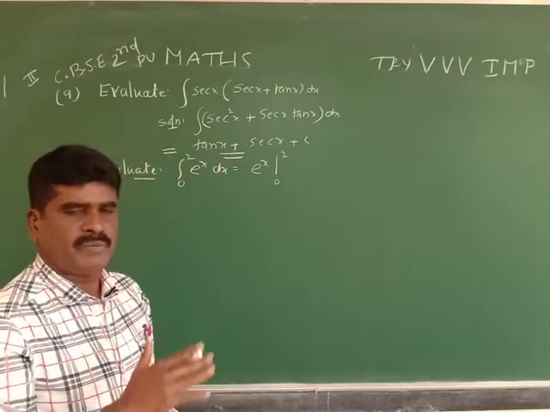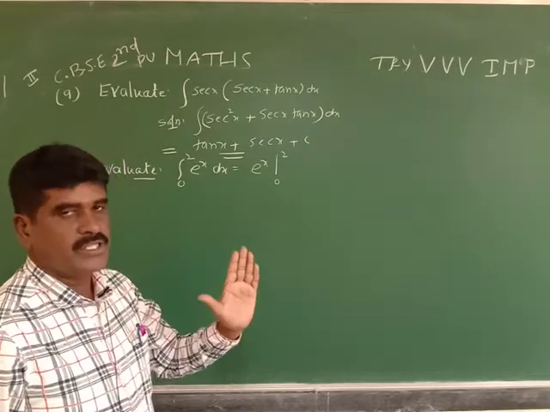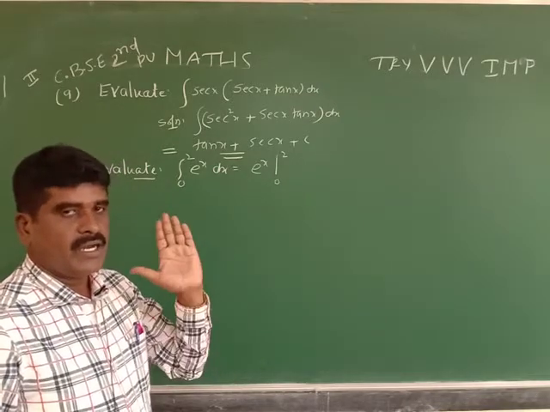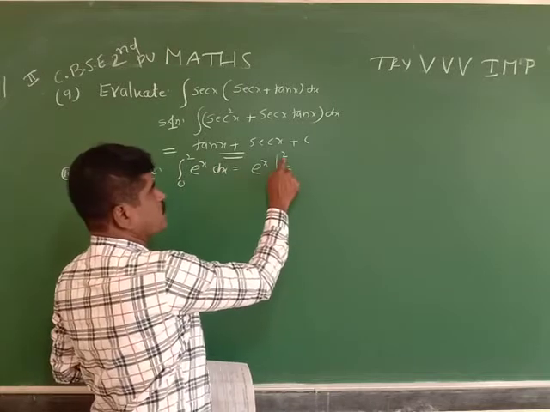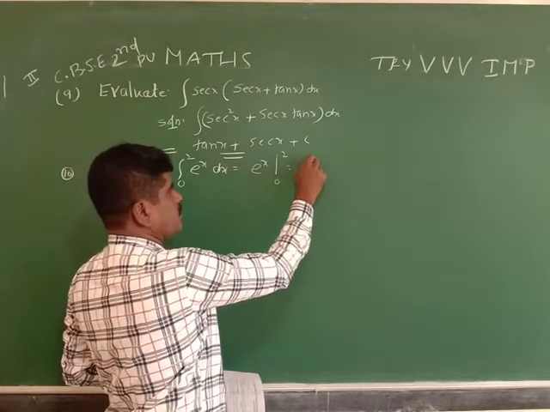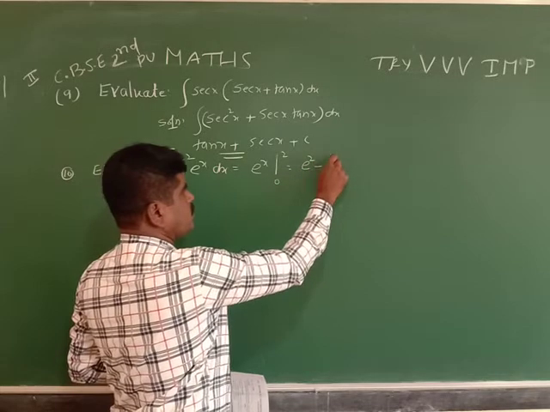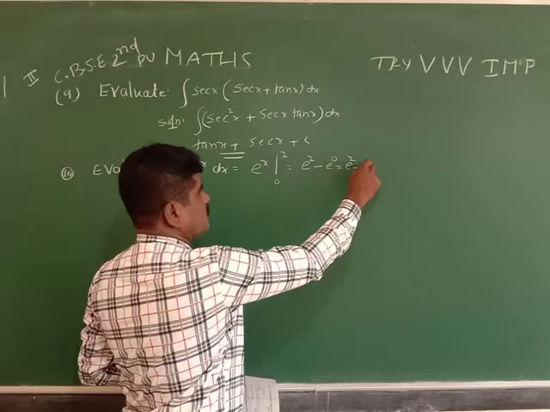whether it is integration by parts or any problem, after integration, how to apply the limit? Upper limit minus lower limit. Which is the upper limit here? 2. Wherever x, first put the upper limit: e square minus e power 0. What is the value of e to the power of 0?